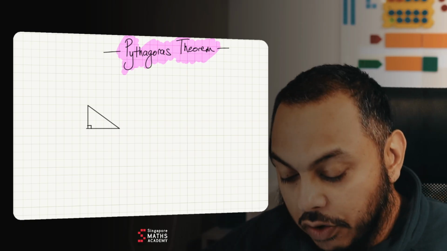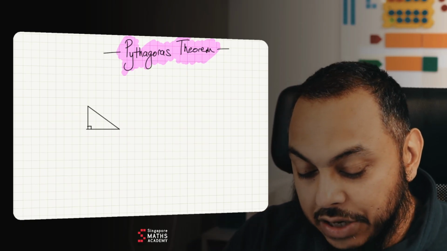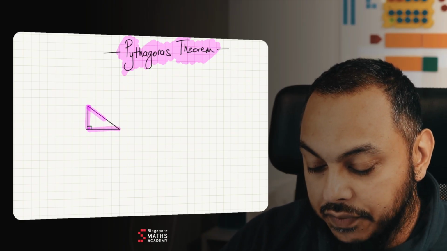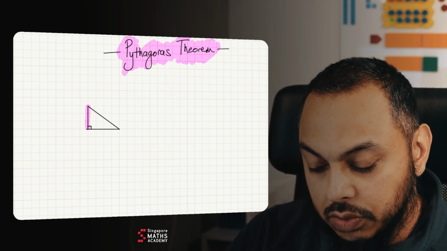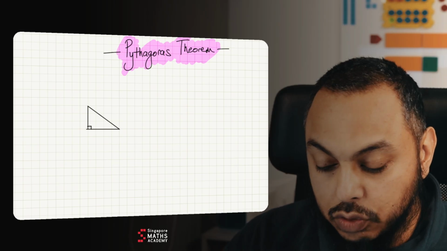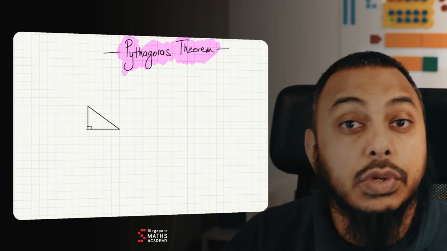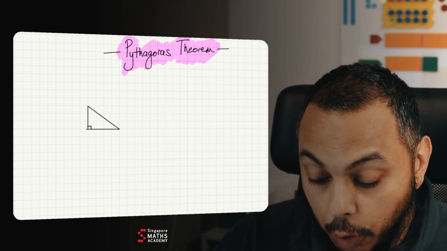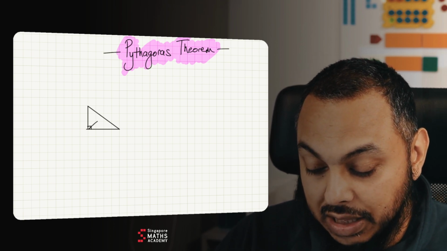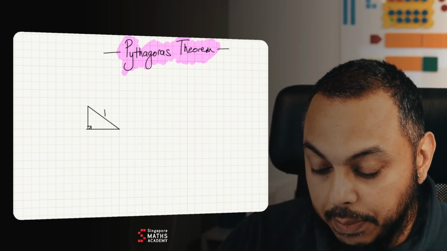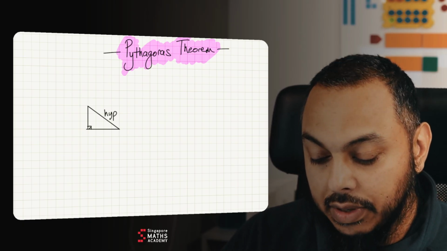Now what the theorem states is that there's a relationship between these three lengths. In the past, we have looked at right angle triangles and we've said that there are certain names we use for certain sides, right? So opposite of the right angle, which is this side here, is called the hypotenuse. I'm just going to write hype here.